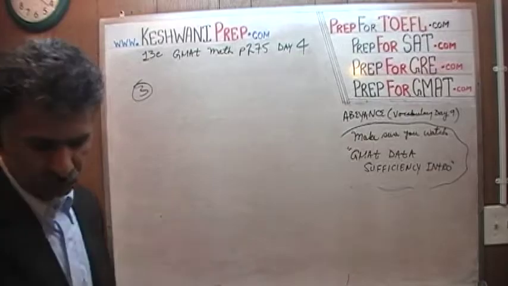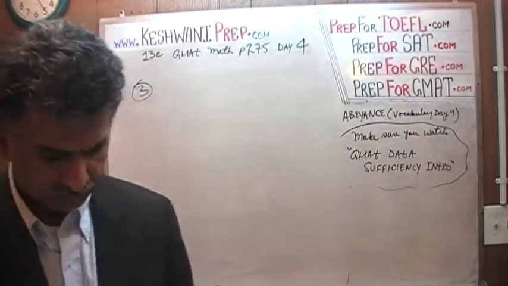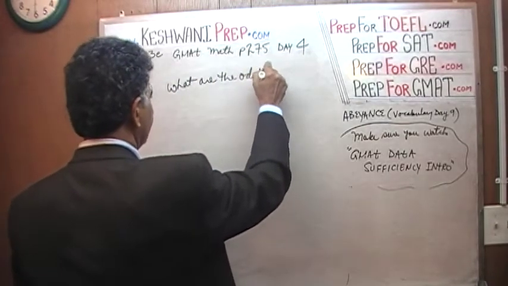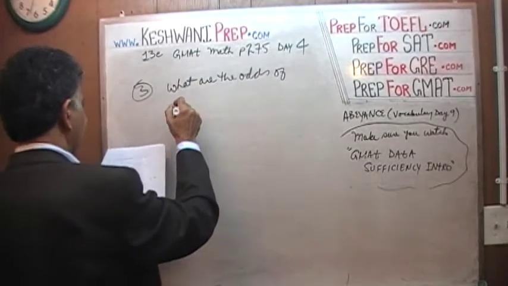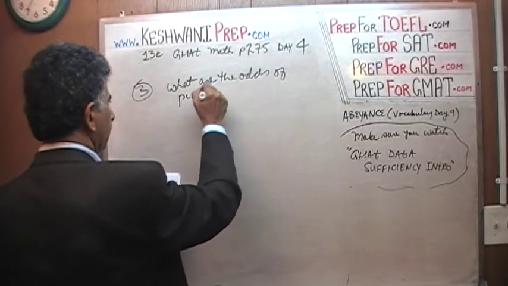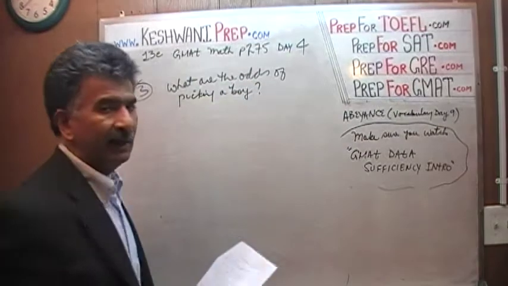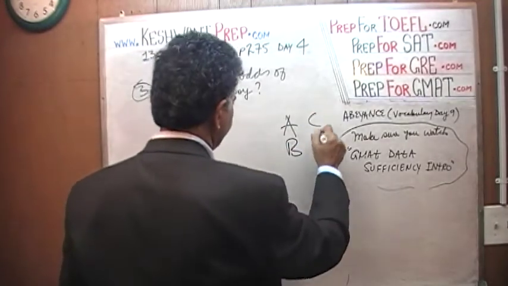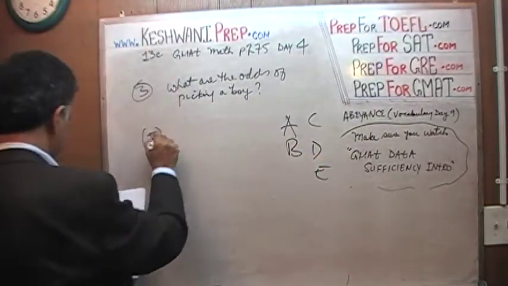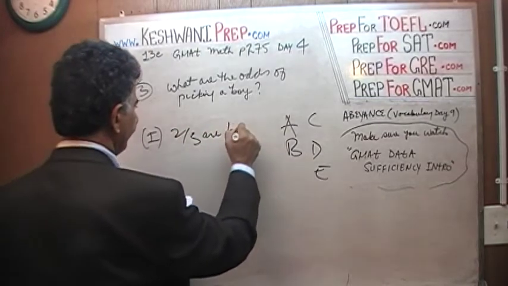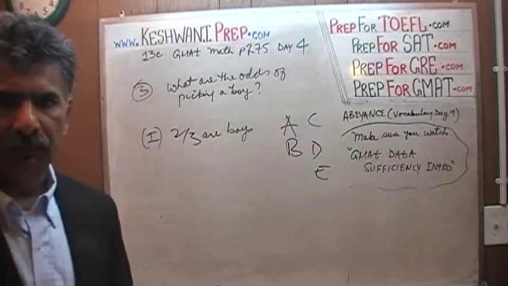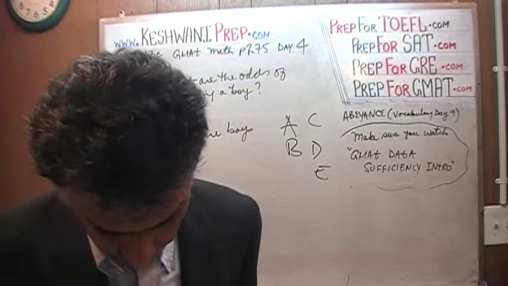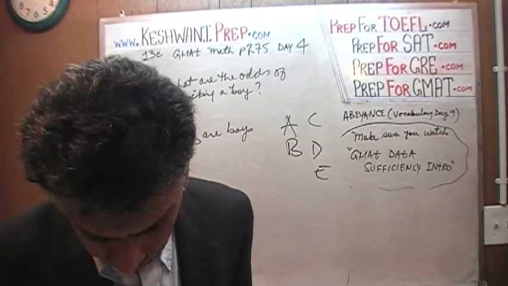Problem number 3. The next question, problem number 3, is actually a very silly question. The question is, what are the odds of picking a boy? We have a class full of boys and girls, and the question is, what are the odds of picking a boy? The first statement tells us that 2/3 are boys. What the hell? If 2/3 of them are boys, those are the odds. Unless I'm misreading it here, 2/3 of the students in the class are boys.